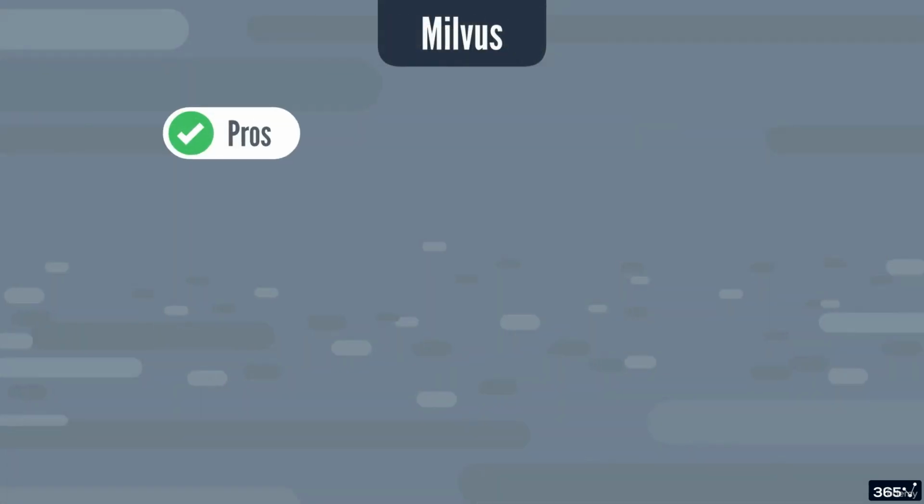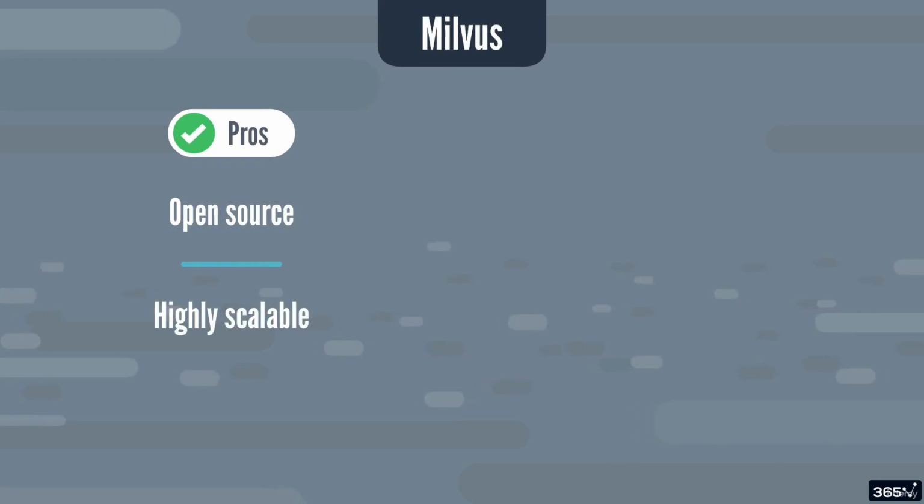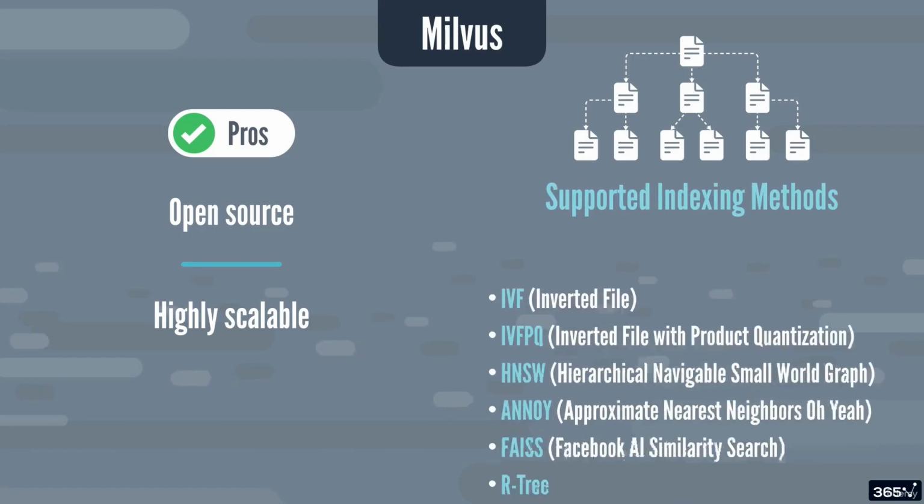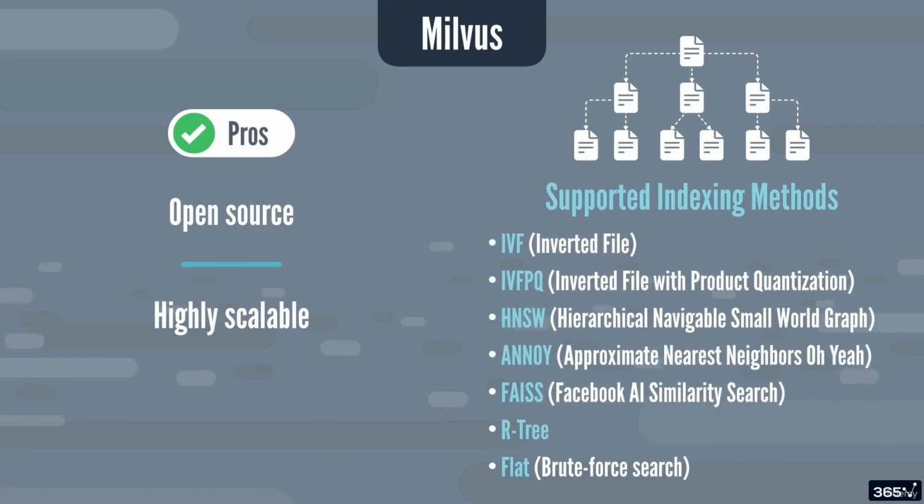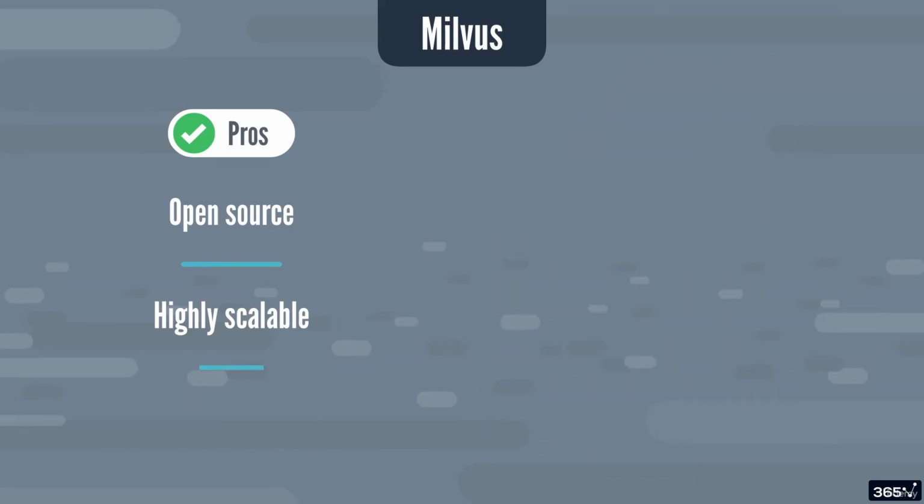Regarding strengths, Milvus is entirely open source, allowing for extensive customization and integration. What's more, it's highly scalable. Milvus supports a variety of indexing methods to optimize search performance and is designed to handle billions of vectors. It can also combine traditional and vector search, enhancing its application range.